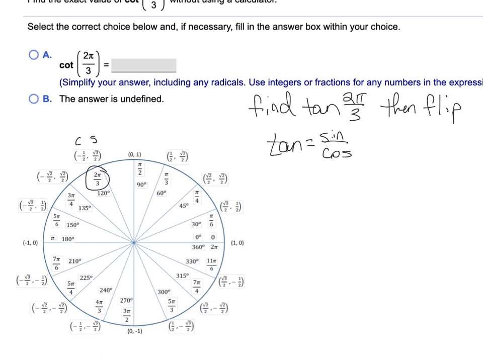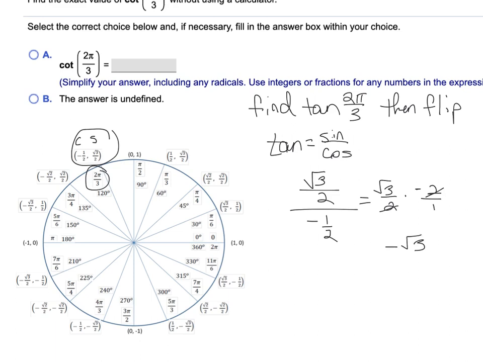Sine over cosine. So, for 2 pi over 3, my sine is the square root of 3 over 2. I'm getting it right here. And my cosine is negative 1/2. So what does that give us? That gives us, we'll do it right here, square root of 3 over 2. And then we can flip it. That gives us those crossed out. We get negative square root of 3. So that's my tangent.